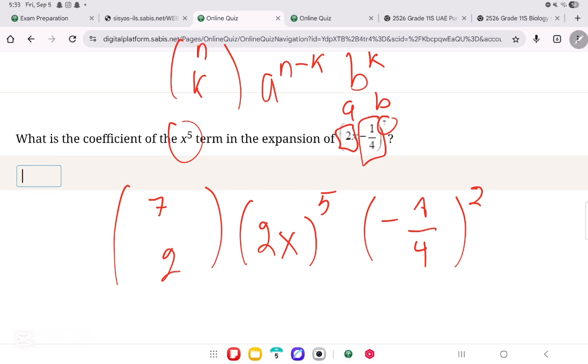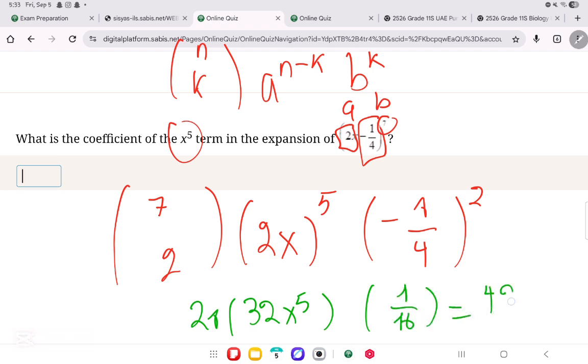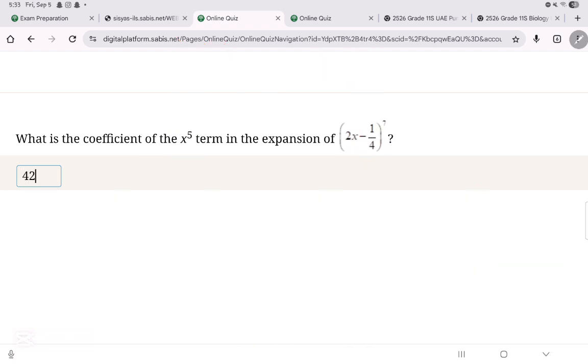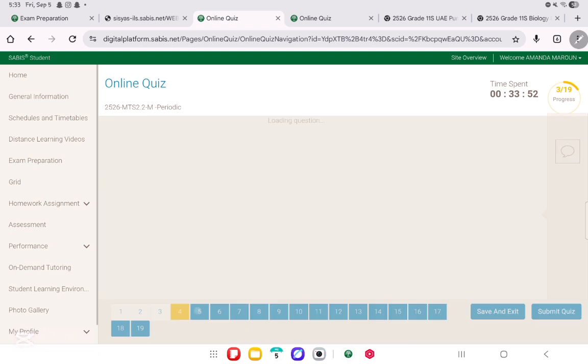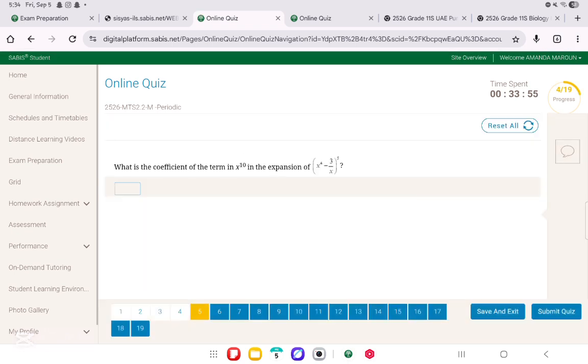You're going to get 7 combination 2, which is 21, times (2x) to the power of 5, which is 32x to the power of 5, times (minus 1 over 4) squared, which is 1 over 16. You multiply it all and you get 42x to the power of 5. So this is our final answer. The coefficient of the x to the power of 5 term is 42. Now we move on to question number 5.